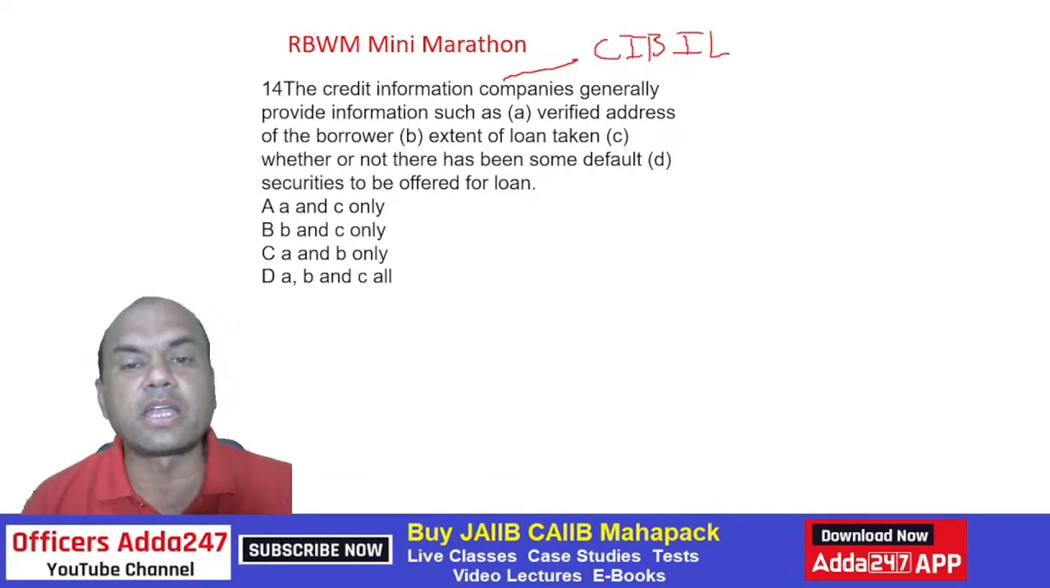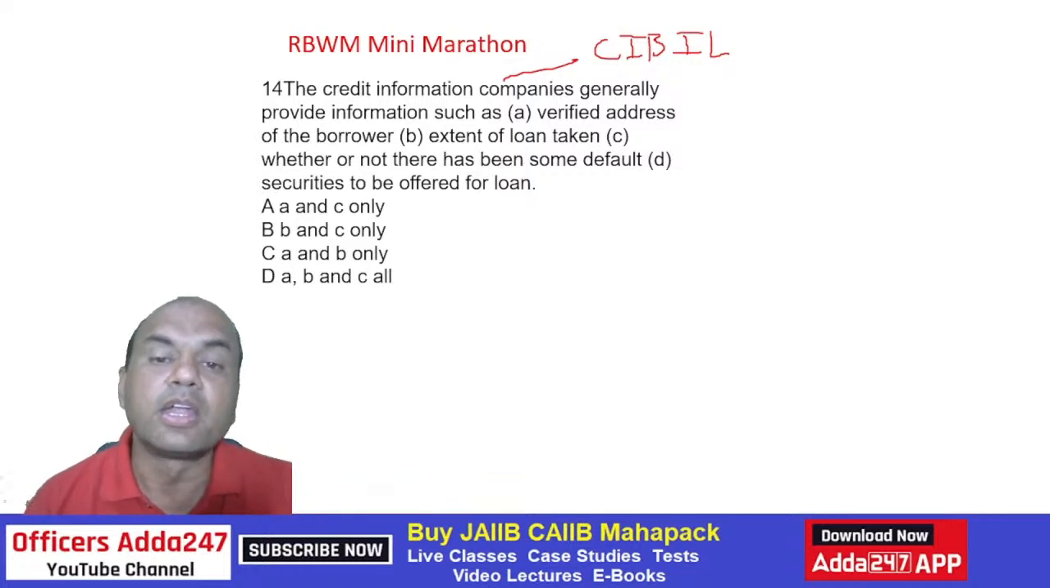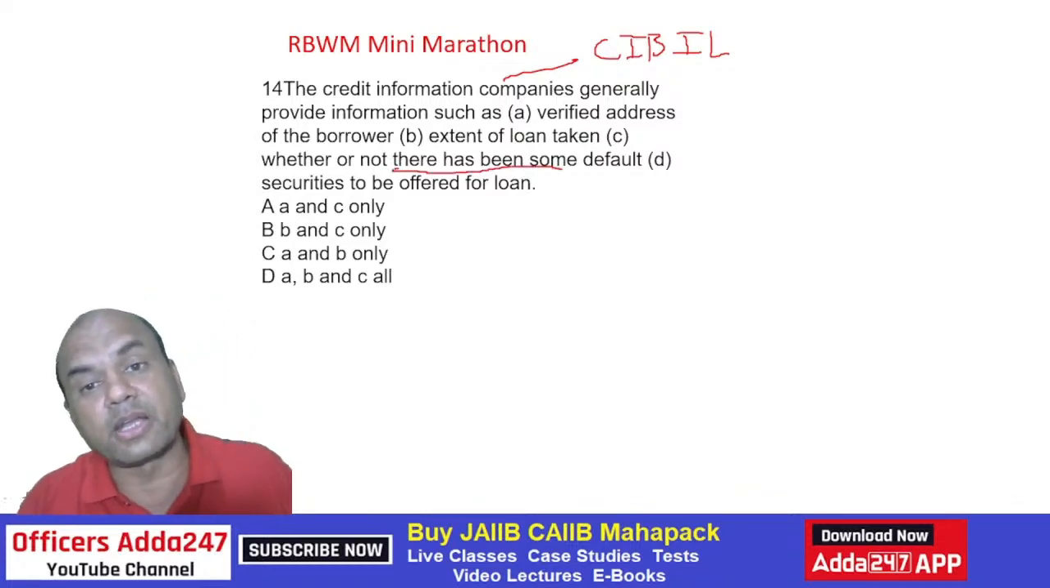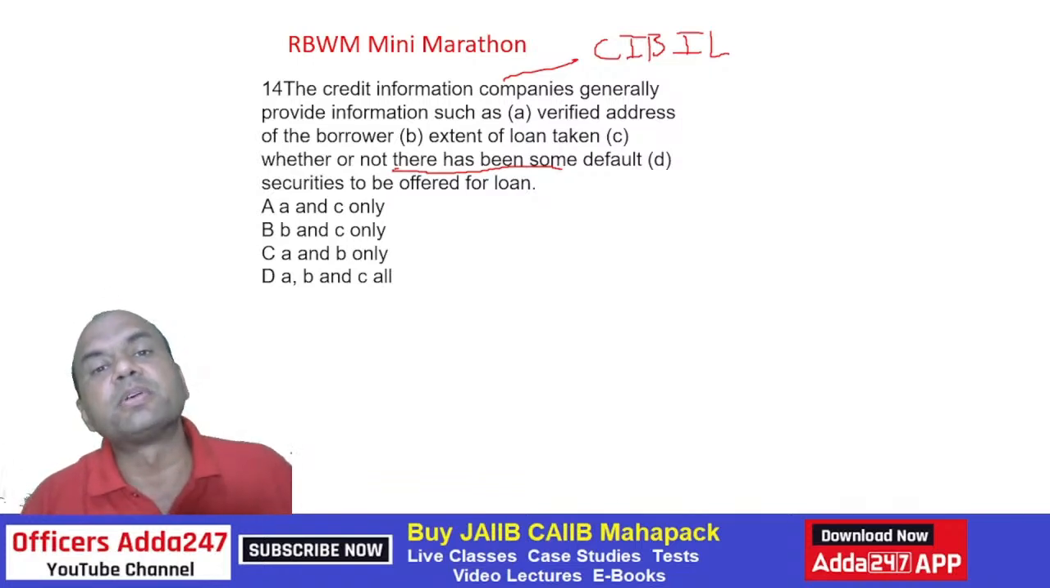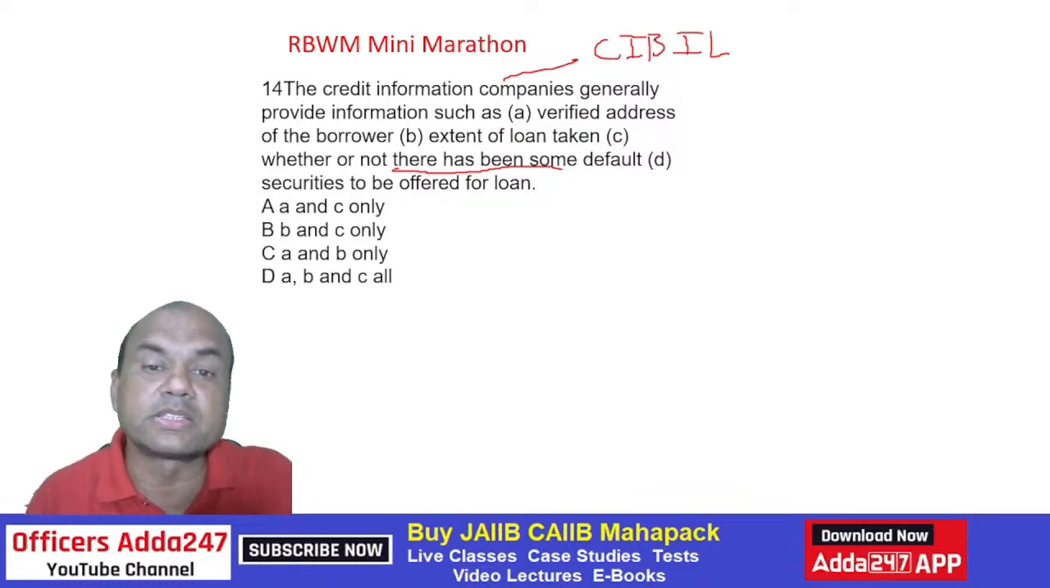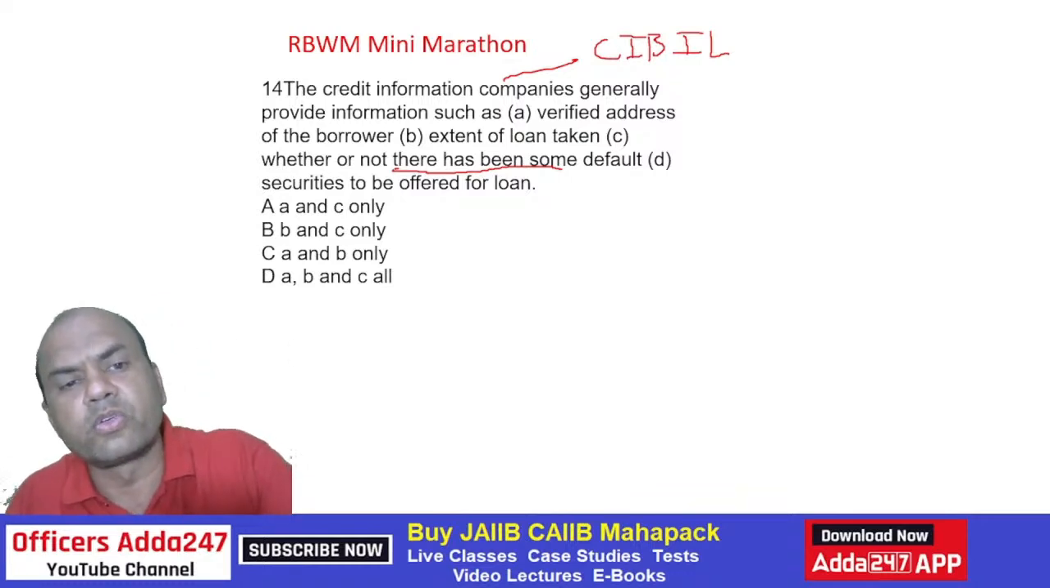So this credit information company generally provides information such as what? Verified address, extent of the loan taken, and whether or not there has been a default. Default is very important. This is the main crux of any report: whether there has been a default or not. Default means, suppose I have to pay this EMI and I don't pay it on time, that is known as default.